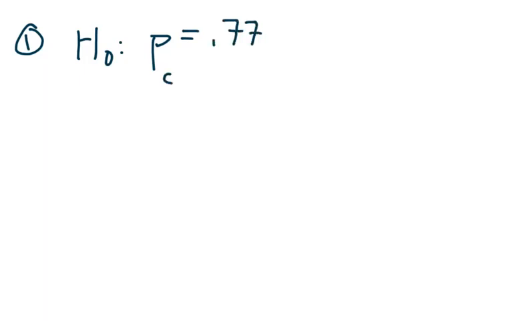Our steps. Step 1, H subscript 0 is to state that our proportion is equal to 0.77. Okay? And that's our claim.